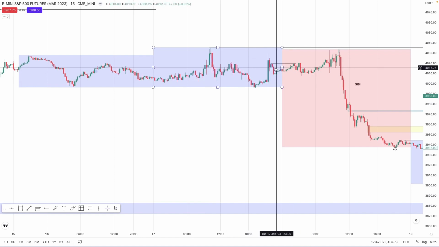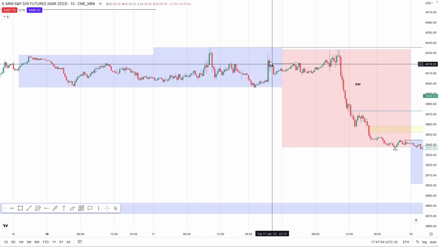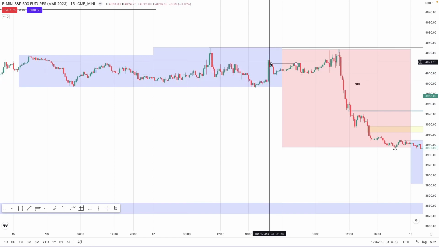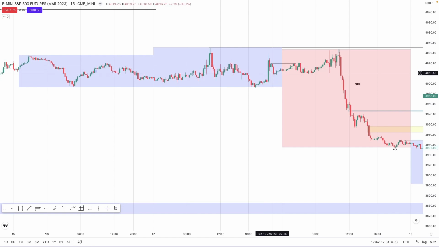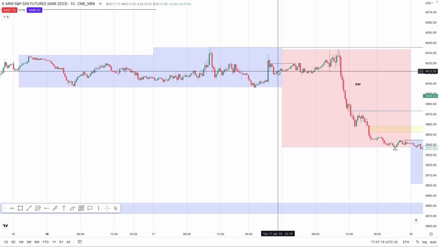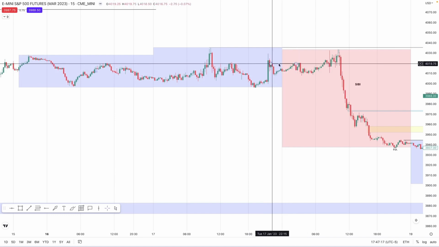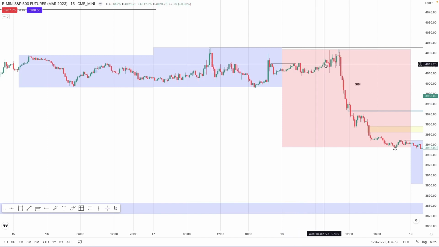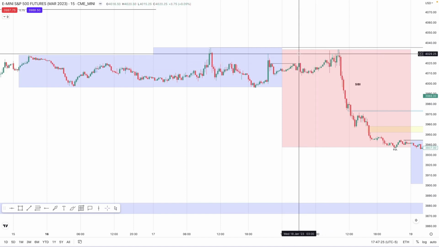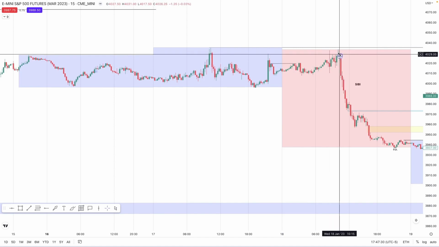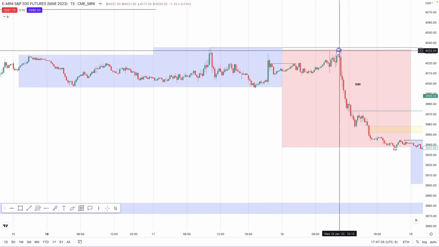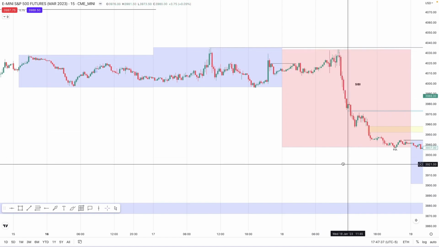working our way into the Asian. This was the news from the Bank of Japan, and then we had this kind of work its way down to about the midway point, and then come back up to create equal highs. Going into London, consolidated. We have buy side liquidity right here. We take it out a couple times, and then we begin our expansion down from the New York Open. We have the manipulation up, and then our expansion down.